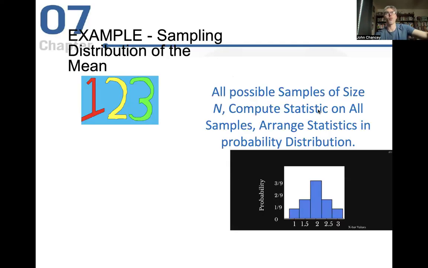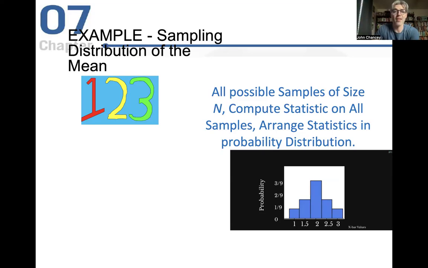I want to step back for just a moment and offer a brief explanation of where we're going before we really dive in. We're going to be looking at the sampling distribution of the mean, meaning we're going to be looking at all possible theoretical samples from a given population, all possible samples of size n. We'll work with a really simple data set to start with, only one, two, and three as data points. You can compute the statistics on those samples and then arrange the statistics in terms of their probability distribution.